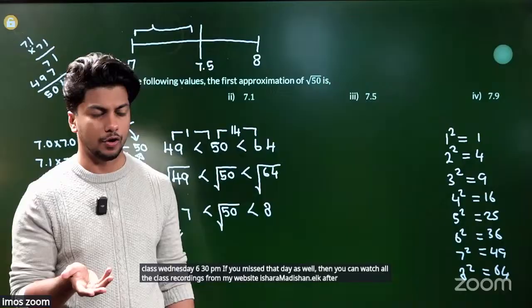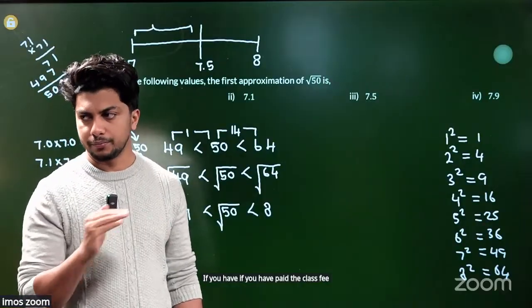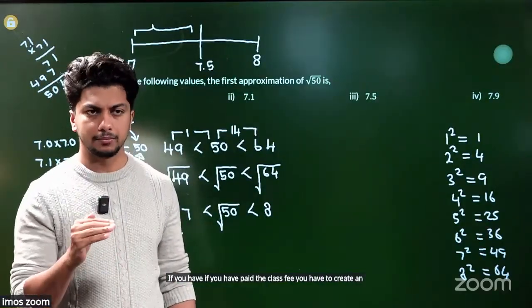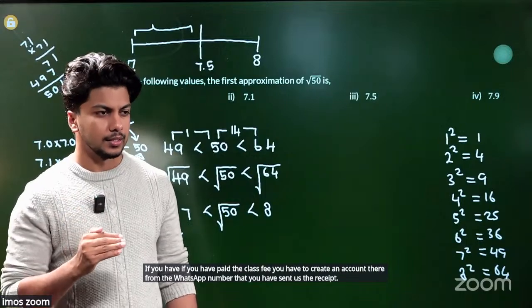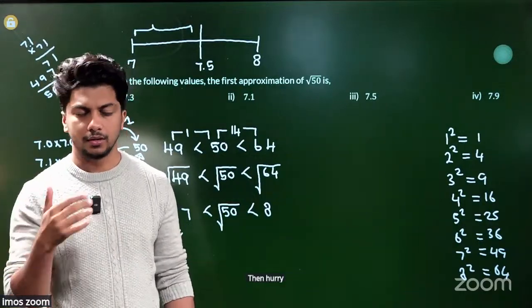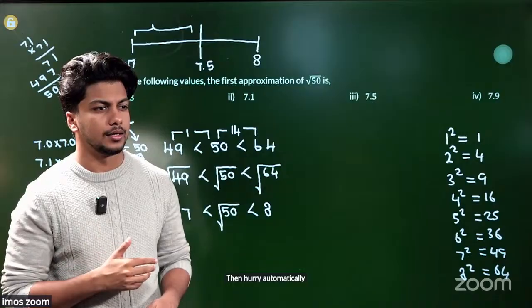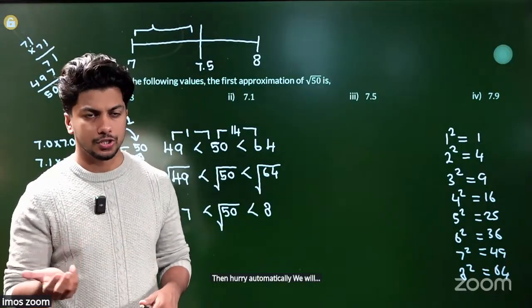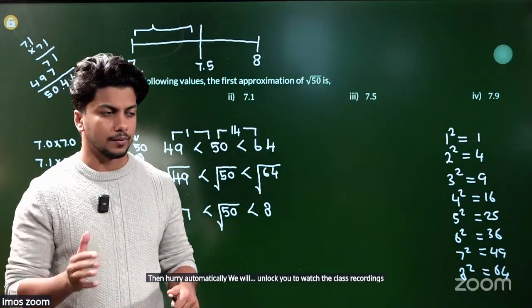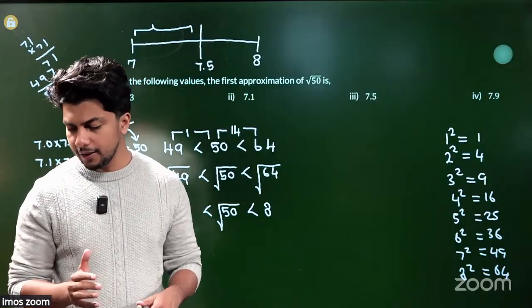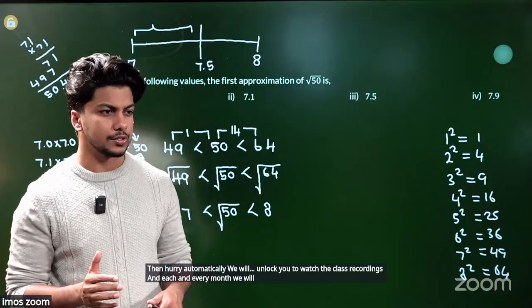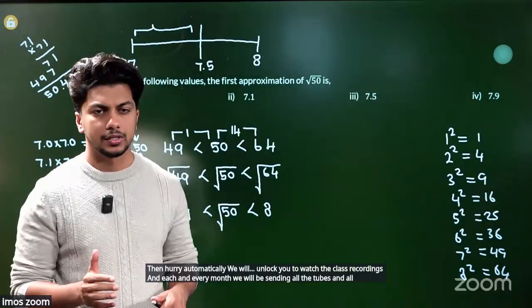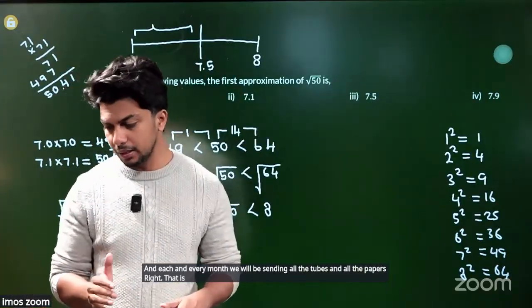If you have paid the class fee, you have to create an account there from the WhatsApp number that you sent us a receipt from. Then automatically we will unlock you to watch the class recordings. And each and every month we will be sending all the tutes and all the papers, right? That is regarding the particular month, right?